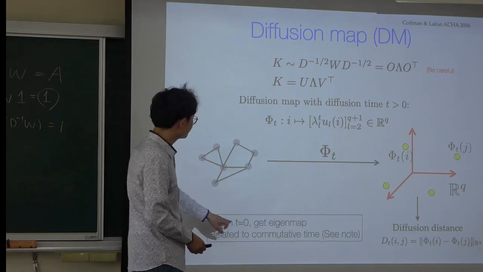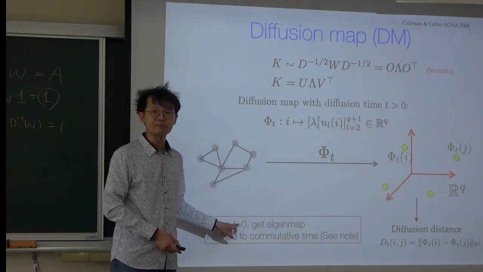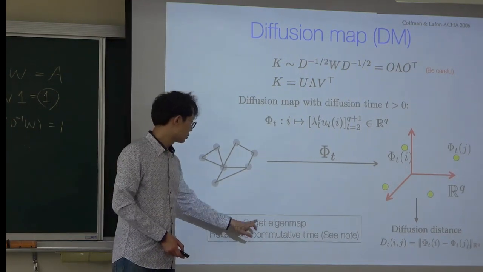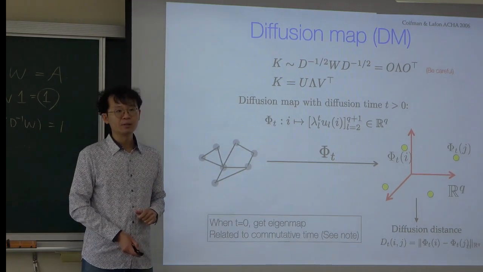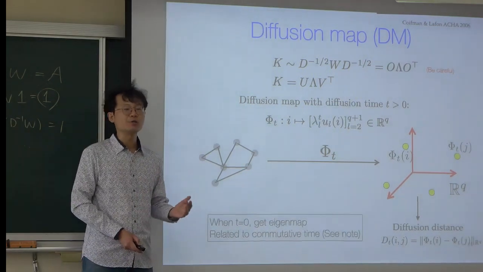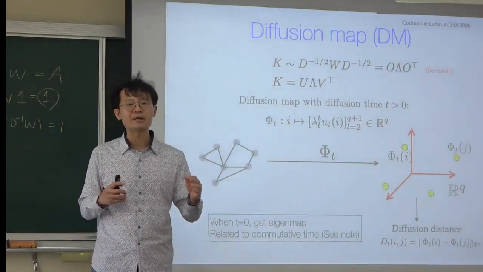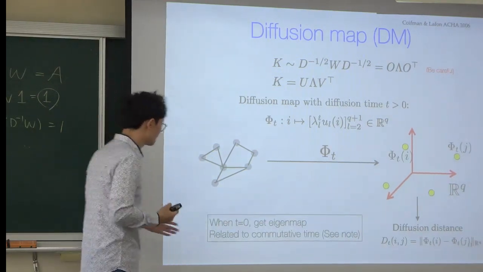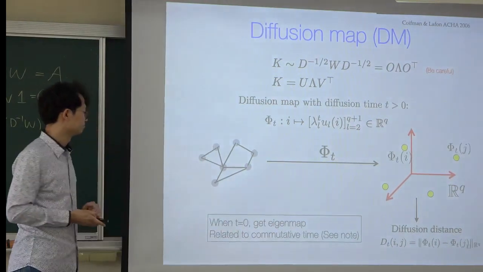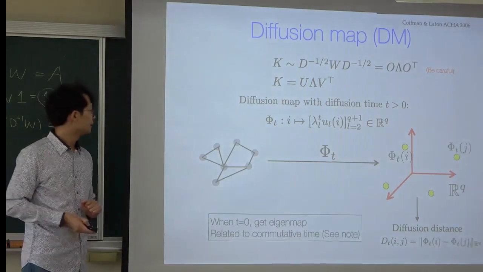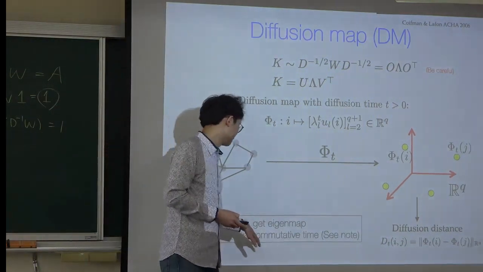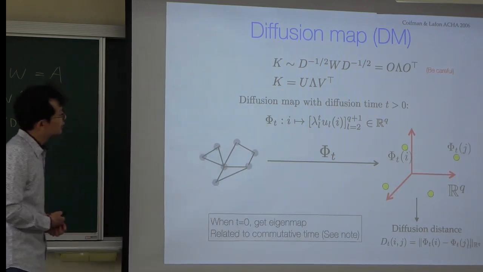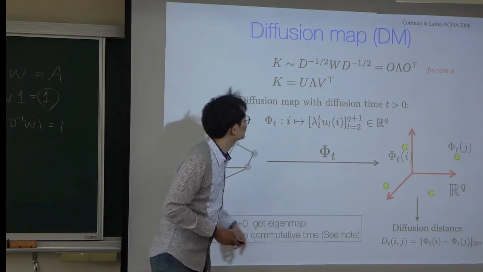When time is positive, it's called diffusion map. When time is zero, that is called eigenmap. So you can see eigenmap actually just uses the eigenvectors. We do not use any diffusion properties, but in diffusion map we do use the diffusion property. And it is related to another algorithm called commute time, and that is something we will not discuss.